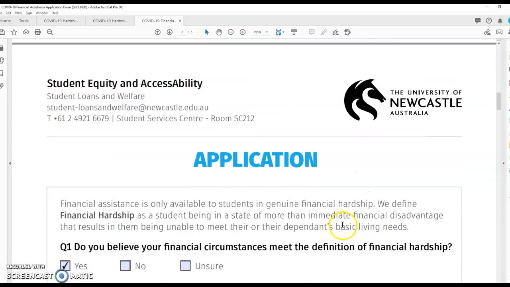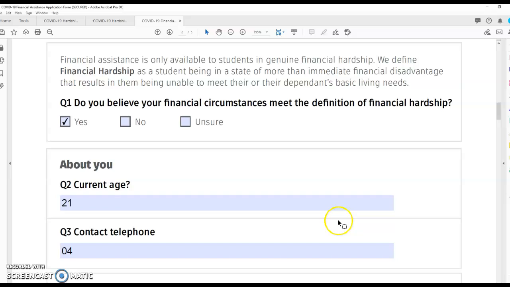Then on page 2, it goes into asking you some questions about your state of finance. And they talk about this state of financial hardship. Someone who is in immediate financial disadvantage is someone who cannot meet their basic living needs. Food, water, and shelter are your basic living needs. So can you pay for your accommodation, shelter? Can you pay for your food? Can you pay for water?